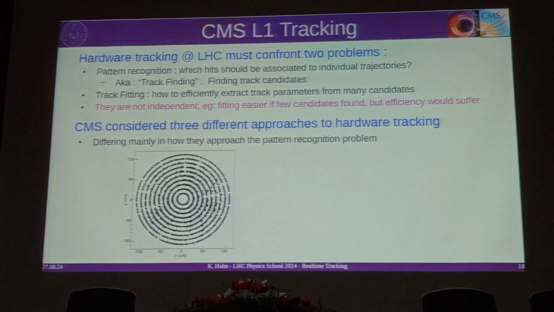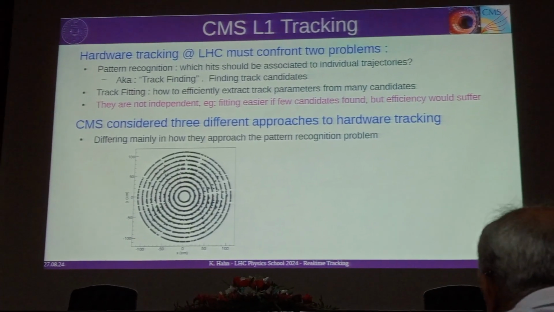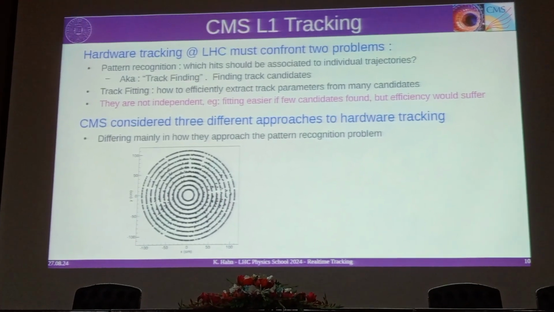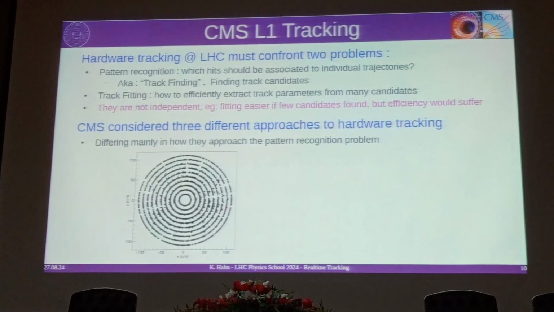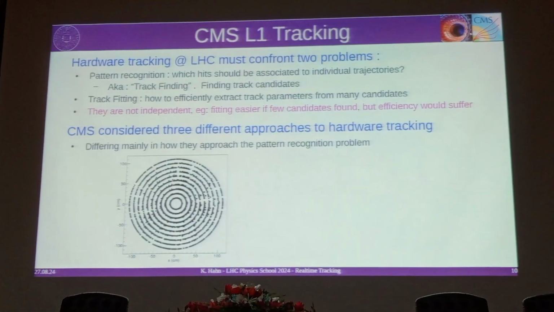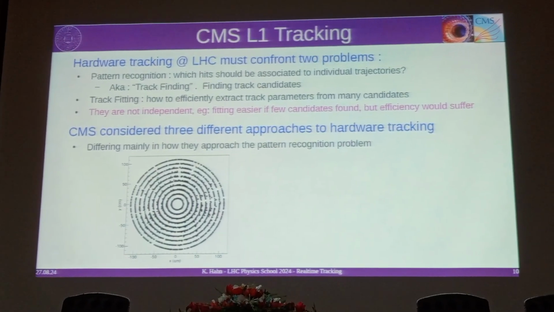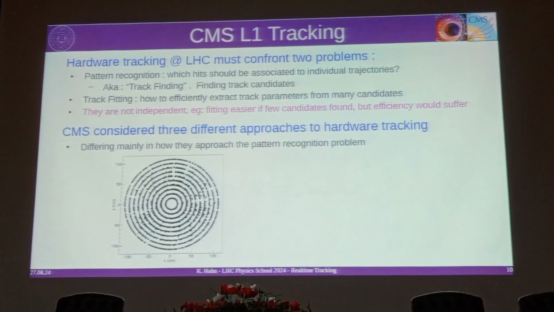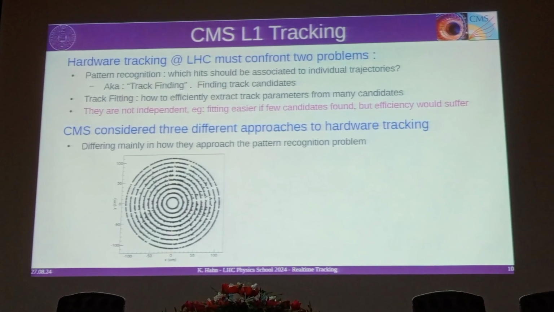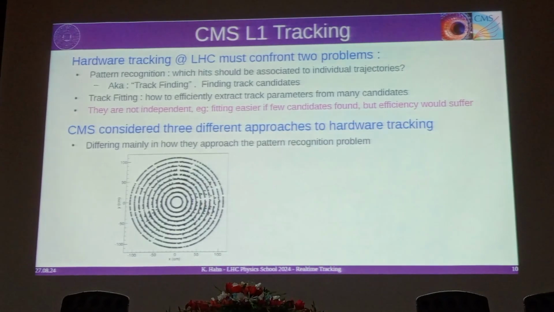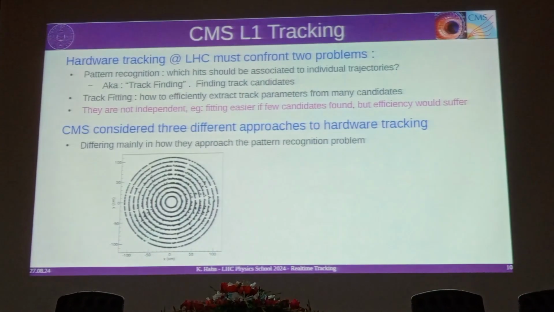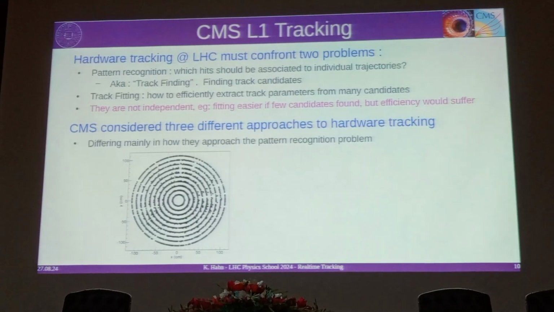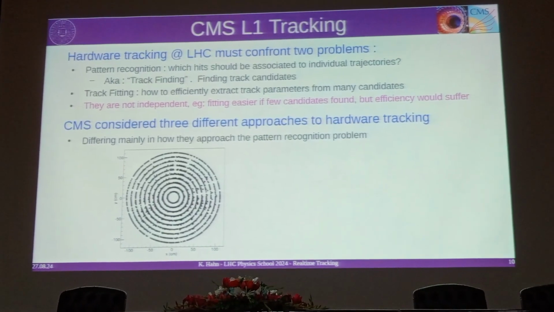In terms of CMS, level 1 has to confront two real problems. The first is pattern recognition, which means associating those hits that should be considered part of a single trajectory. If you just take all of those 15,000 stubs, you wouldn't know where to begin. You need to start to associate them, saying this one belongs with this one in the next layer, and then this one. After you have a full collection of hits, you can do the tracking to extract the PT or the impact parameter, for instance.